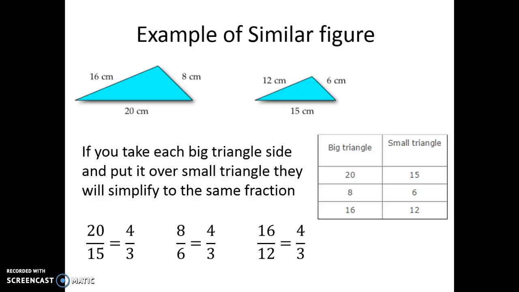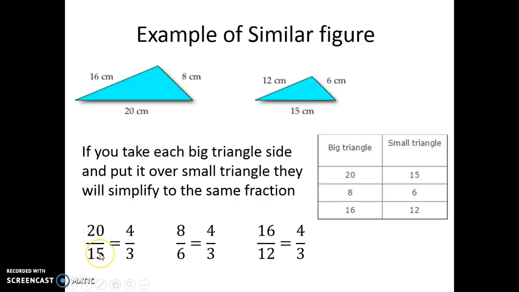Okay, so one thing that you will need to do is determine if something is similar to another shape. So we have a big triangle on the left and a smaller triangle on the right. So we are going to compare each side in each figure. Okay, so here's a chart that shows the side lengths. The big triangle ones here, 20, 8, and 16, and the small triangle lengths here. The 20 on the bottom corresponds to 15 on the bottom of the smaller one. The 16 corresponds to the 12, and the 8 that's on the left corresponds to the 6 that's on the right.